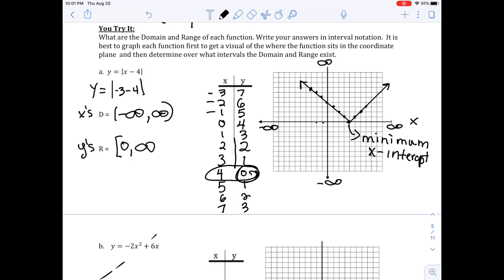Bracket, because look, we include that point. And round bracket, because we never include infinity.